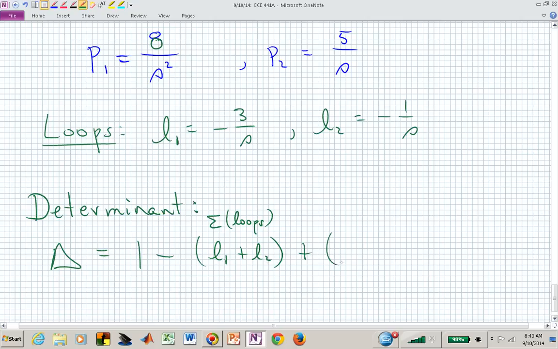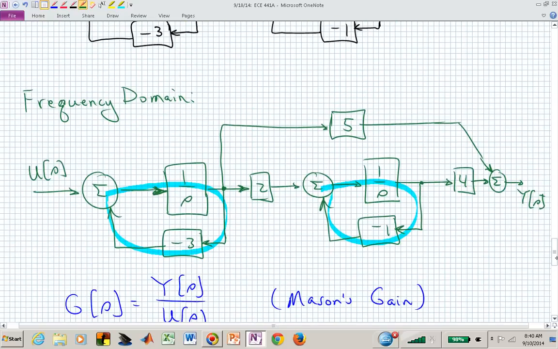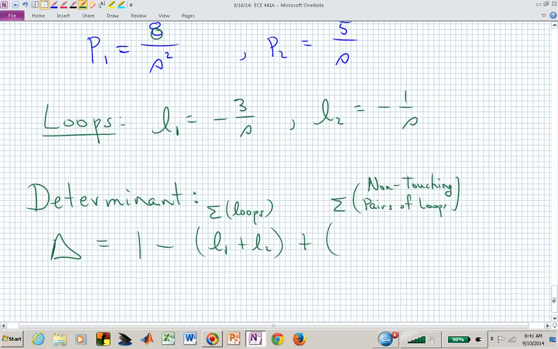1 minus the loops. Here's where it gets fun. Plus the sum of pairwise products of non-touching loops. So the loops cannot share any points in common. That's non-touching. So here is now the sum of non-touching pairs of loops. Do we have any such pairs of loops that are non-touching in this block diagram? Yeah, those don't touch. So we have L1 times L2. So that's now the product of non-touching loops.